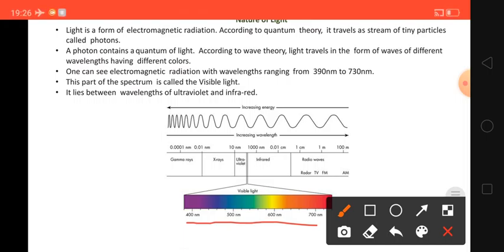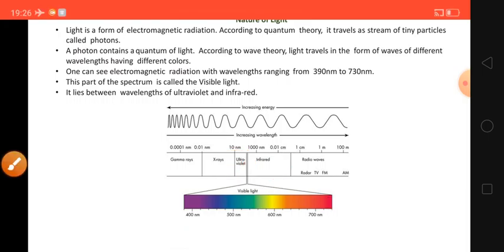Okay, now this part of the spectrum is called the visible light. So where is the visible light present? The visible light, as you can see, is present in between the wavelengths of ultraviolet rays and the infrared rays. So the light that is present in between the two is called the visible light, and this visible light is used for the process of photosynthesis.